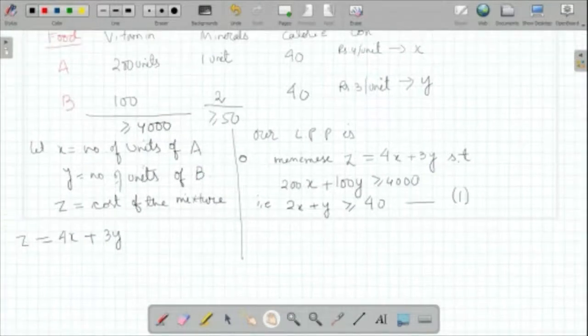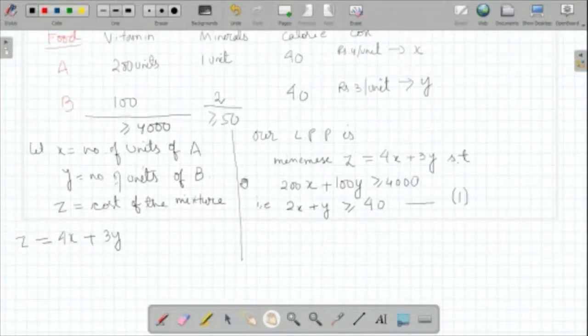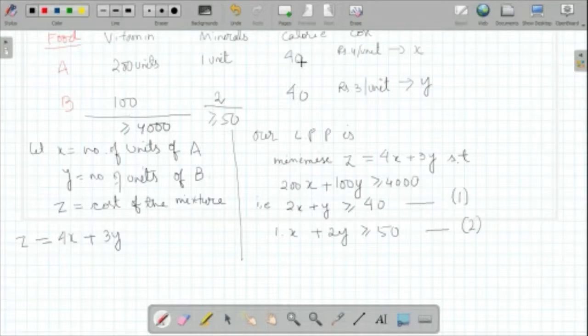So that means 1 times x plus 2 times y. 2 times y should be greater than or equal to 50, and that is my second equation. So we can write this: 1 into x is going to be x.